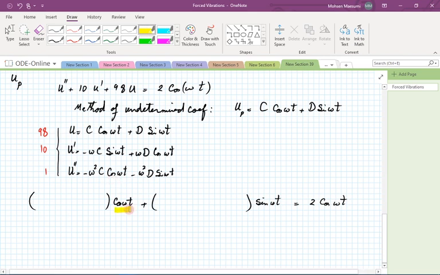This cosine, it shows up here, shows up here, shows up here. So we have to take these coefficients, multiply with these weight factors, and add them up here. So 1 u double prime, so it's going to have 1 times this, which is minus omega squared c. 10 of this one, so I'm going to have 10 omega d. 98 of this one, so I'm going to have 98c. And then repeat, collect all the sines.